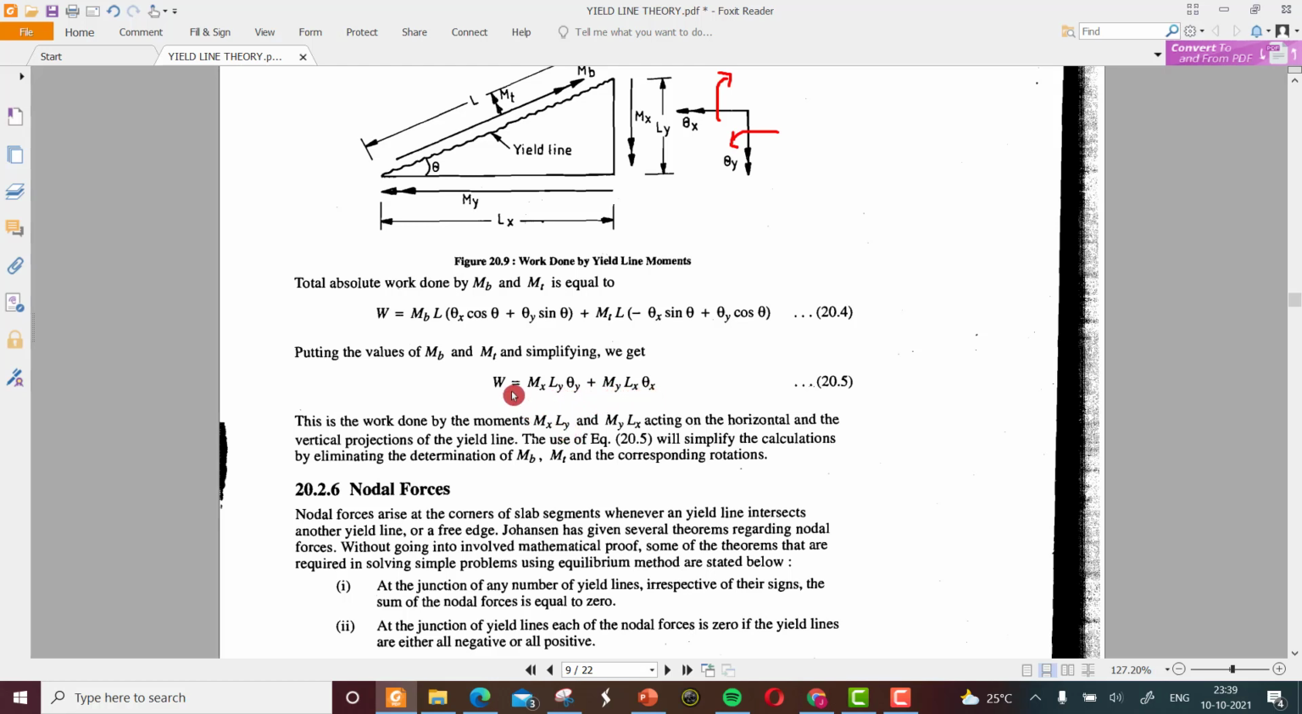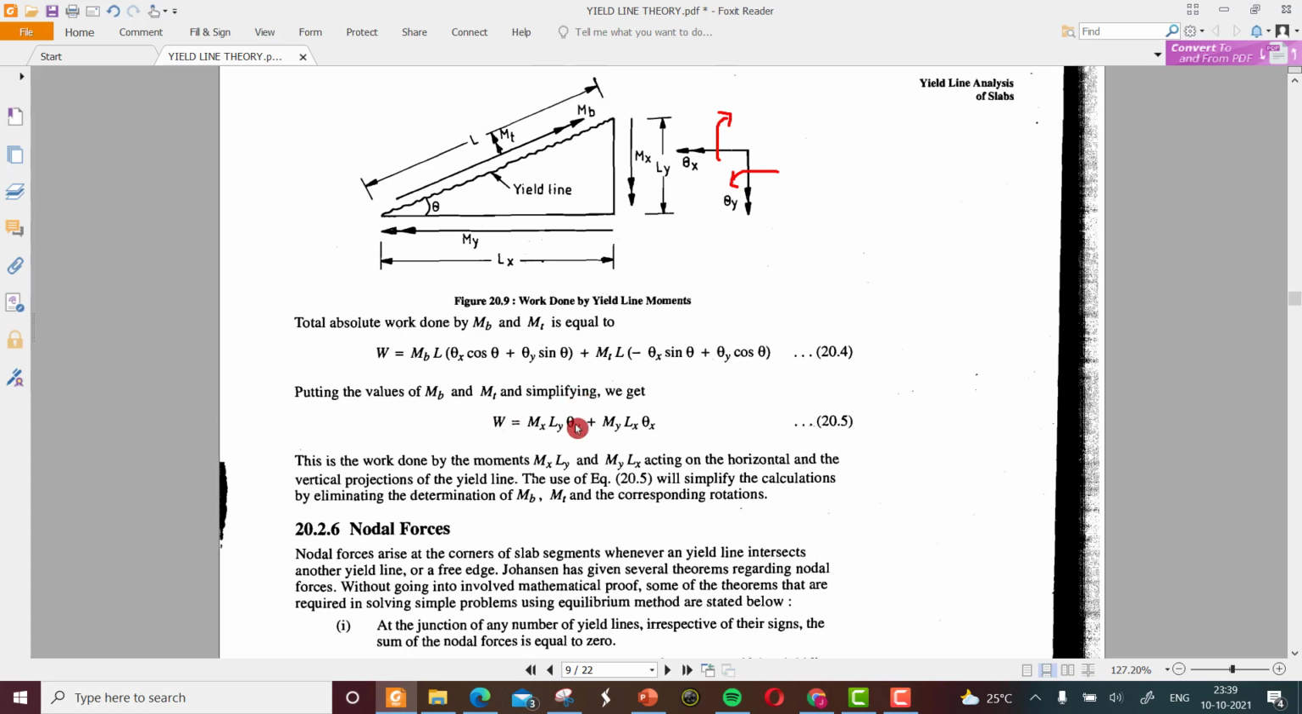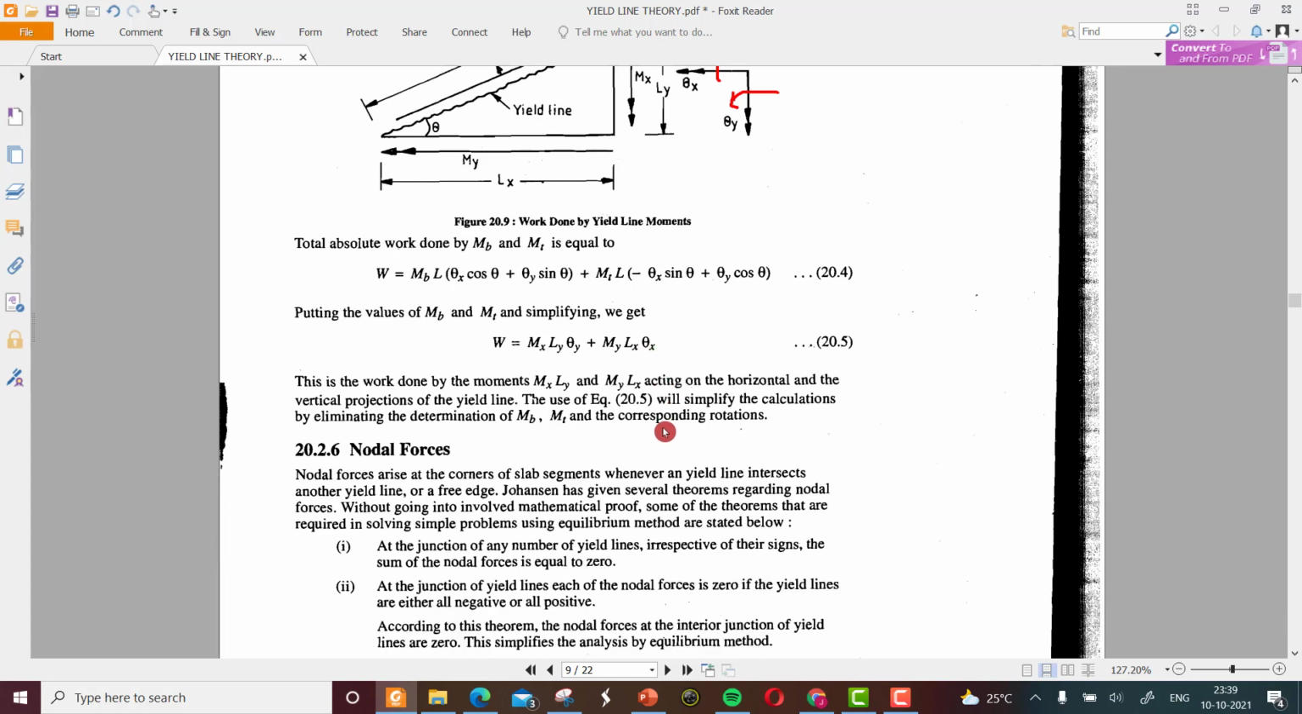So basically we converted, or transformed, the collapse load equation, which was based on mt and mp, into a very convenient mx and my with the help of ly theta y and lx theta x. That's the main equation we derived, and this is the work done by the moments mx into ly and my into lx acting on the horizontal and the vertical projections of the yield line.